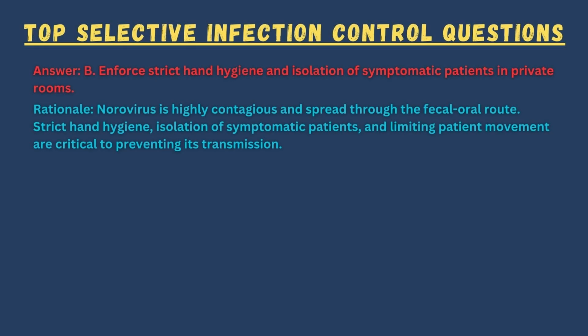Answer: B. Enforce strict hand hygiene and isolation of symptomatic patients in private rooms. Rationale: Norovirus is highly contagious and spread through the fecal-oral route. Strict hand hygiene, isolation of symptomatic patients, and limiting patient movement are critical to preventing its transmission.